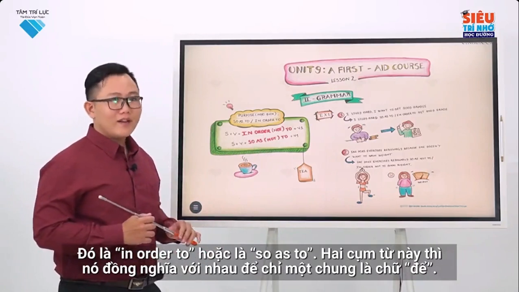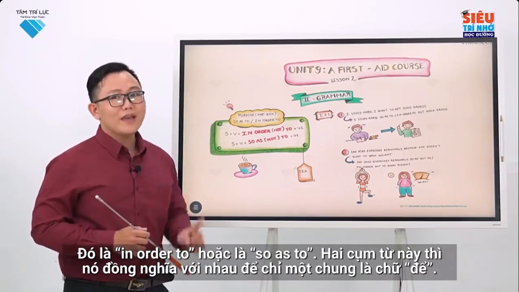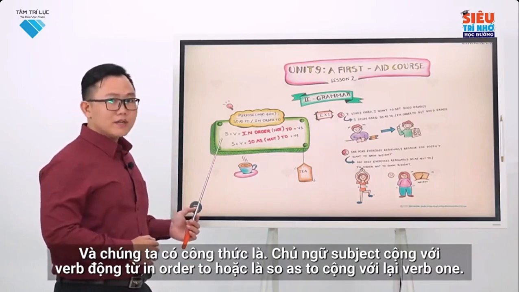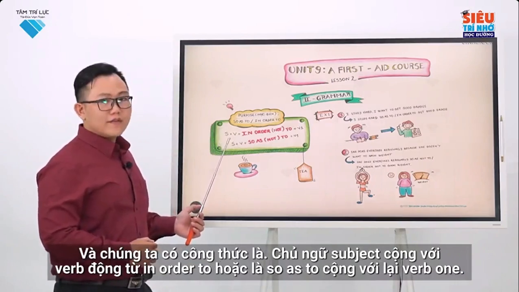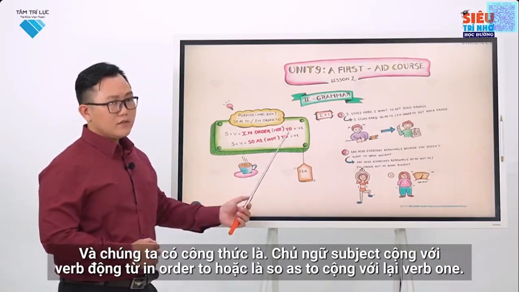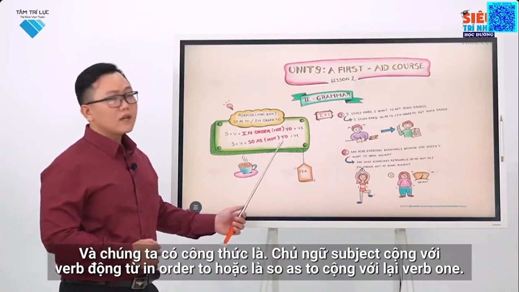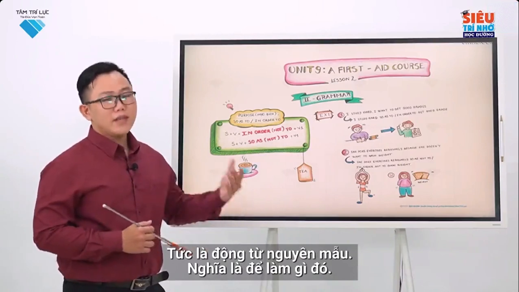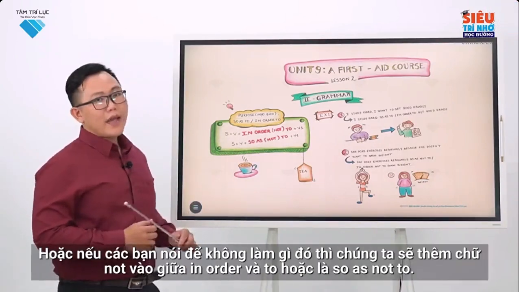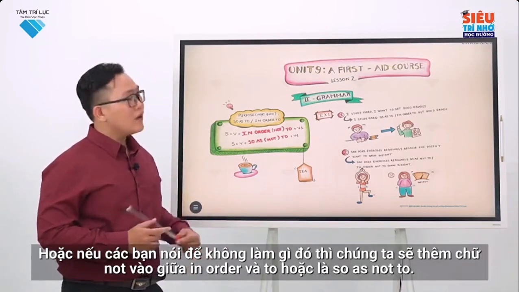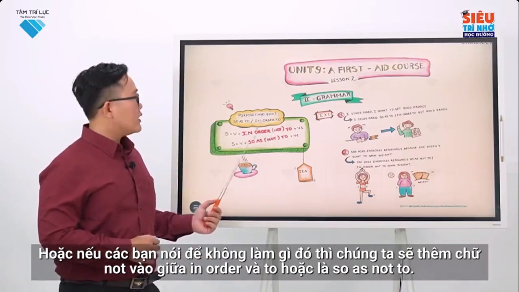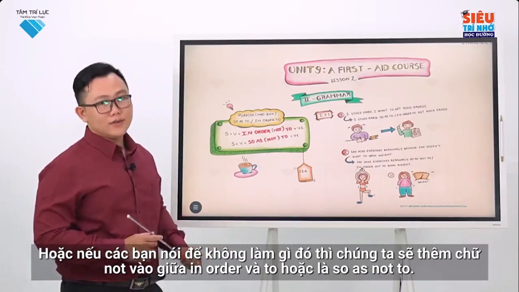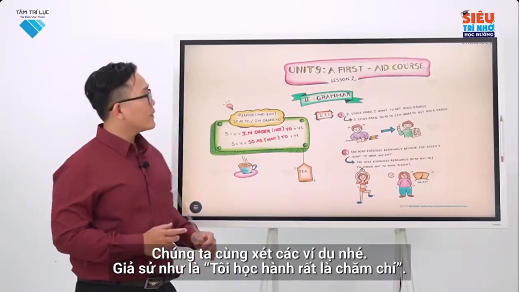These two phrases are synonyms to express the same meaning as the word for. And we have the structure subject plus verb, in order to or so as to plus verb 1. This means verbs in infinitive form. Or if you say not to do something, we will add the word not in between in order and to, or so as not to. Let's take a look at some examples.